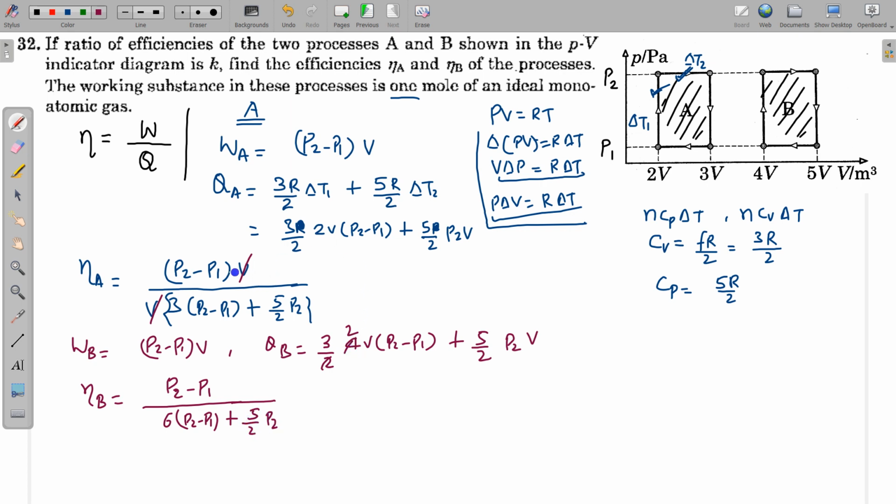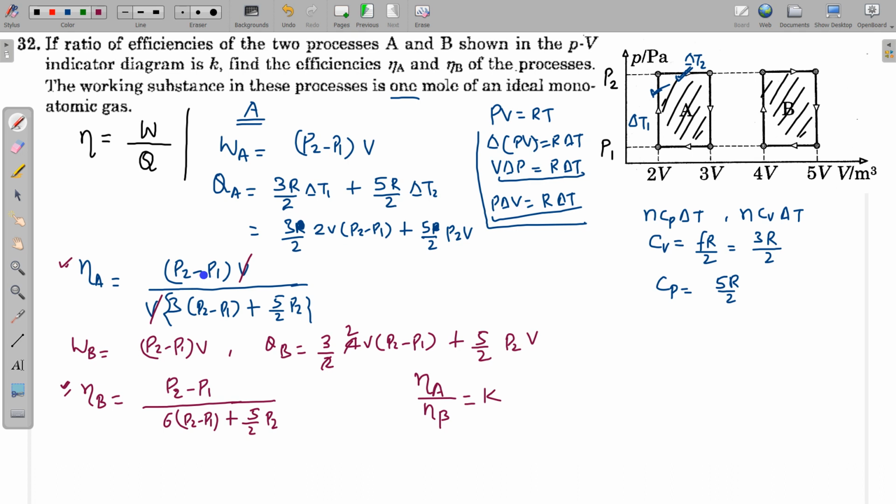Now I have calculated the efficiency expression for process A and the efficiency expression for process B. Now what is the information given? The information given is that the ratio of these two is equal to K. So eta A by eta B, this ratio is given as K.